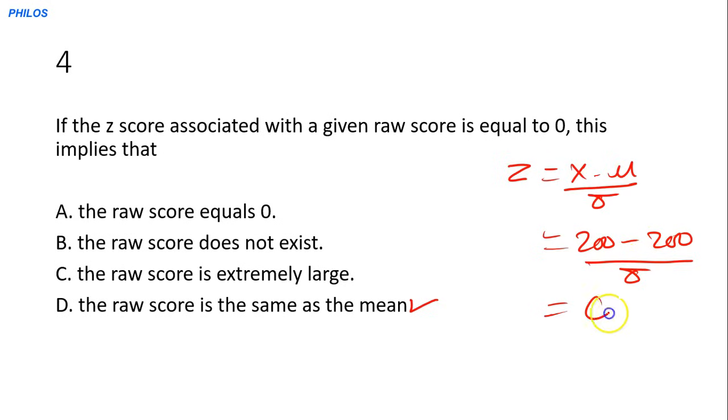0 divided by anything is 0. So meaning we've gotten z-score to be 0. The only thing that can make you get a z-score of 0 is that when the x value, the raw score, is the same as the mean, you definitely get a z-score of 0. So that's why the answer is D. The raw score is the same as the mean.